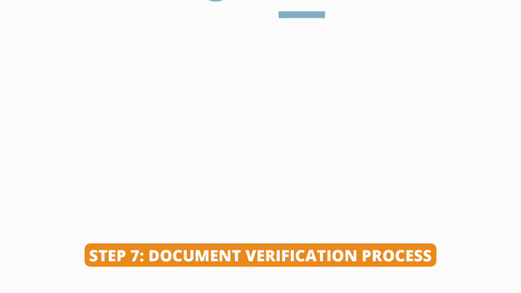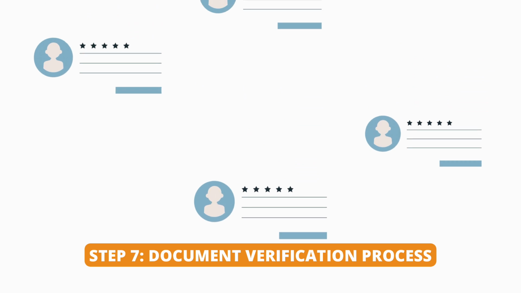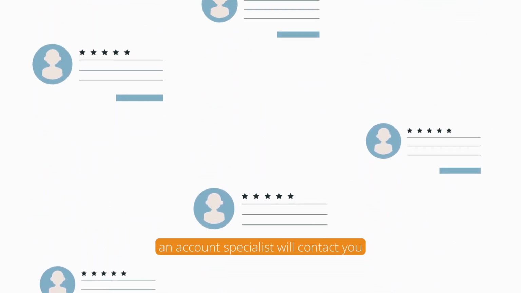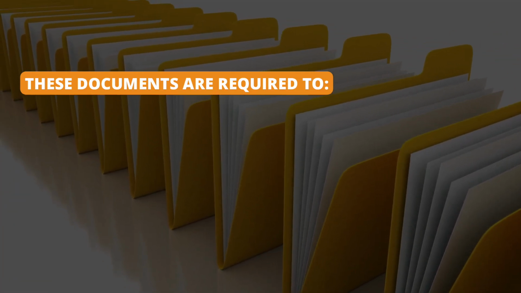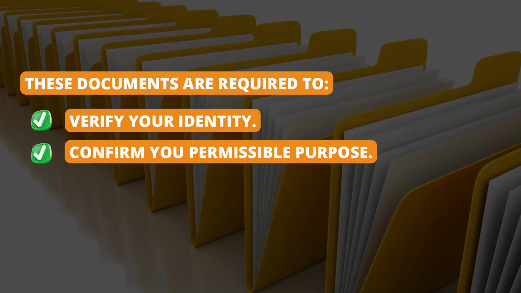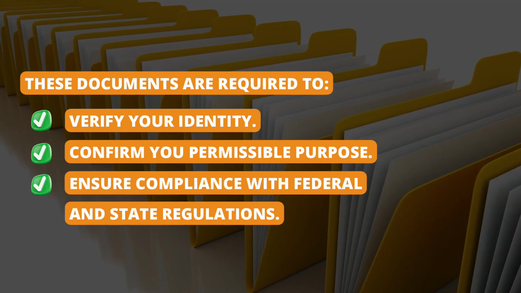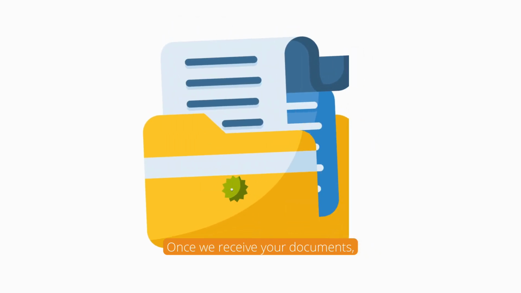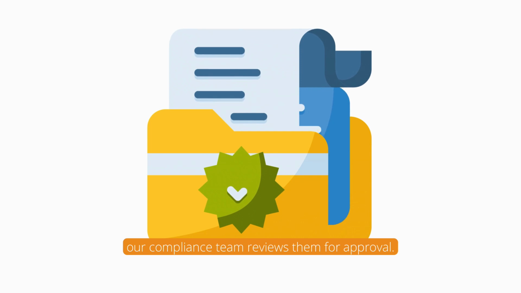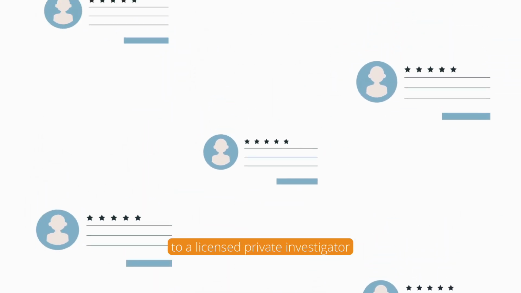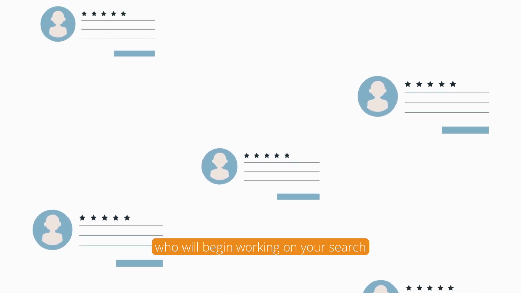Then Step 7. Document verification process. Once your request has been received, an account specialist will contact you to request supporting documents. These documents are required to verify your identity, confirm your permissible purpose, and ensure compliance with federal and state regulations. Once we receive your documents, our compliance team reviews them for approval. Once approved, your order will be assigned to a licensed private investigator who will begin working on your search.